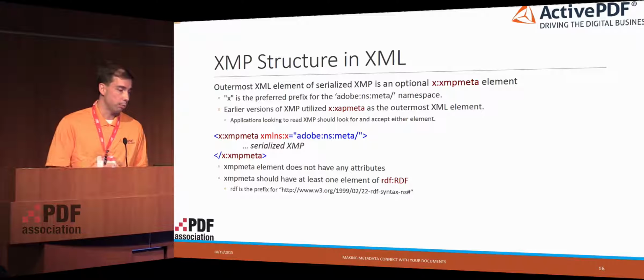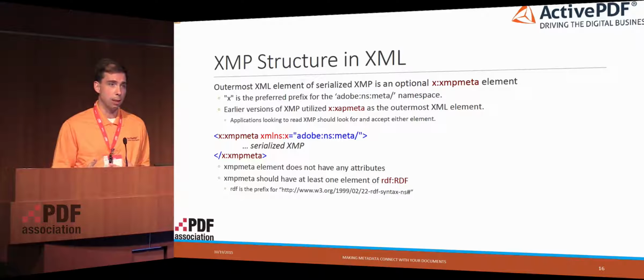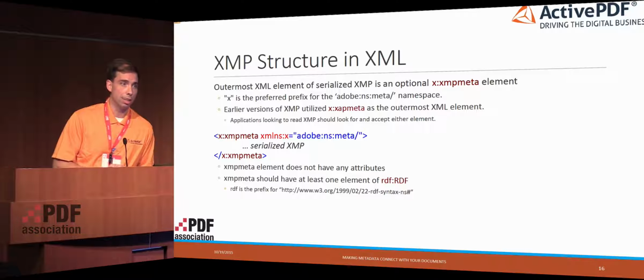XMP structure with XML. The outermost XML element of a serialized XMP is going to be x:xmpmeta, where x is the preferred prefix for Adobe's namespace for meta. xmpmeta is the name of the element. Older versions of this use x:xapmeta. Both are still valid. So if you're going to be consuming XMP, you should be able to read both of those elements. If you're writing XMP, then you want to use the newer one, xmpmeta.